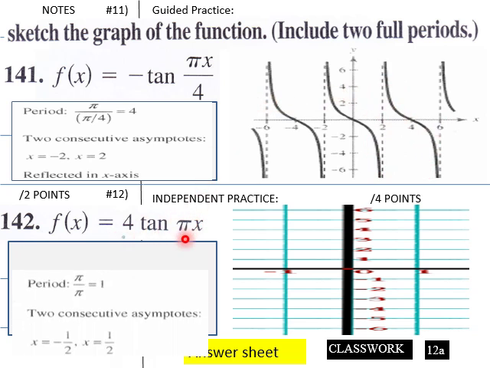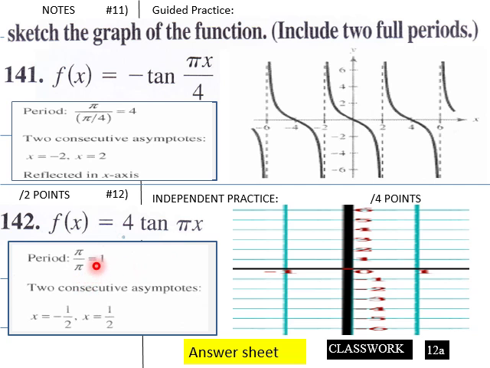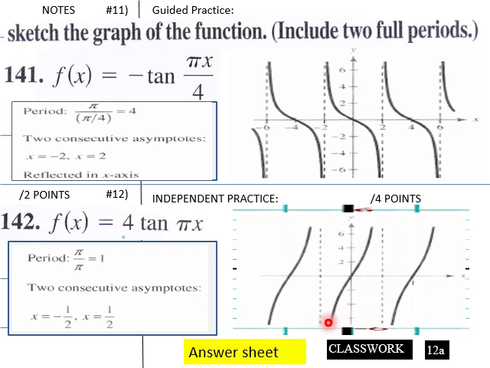And then down here, 4 tan pi x. Our period here would be pi over pi, which would equal 1. 2 consecutive asymptotes would be negative 1/2 and 1/2. So negative 1/2 would be here, and then 1/2 would be about here, and then this would be your tan function with this expression here. And for here, 4 is your positive slope here, so it has a pretty steep slope in the positive direction for this function here.